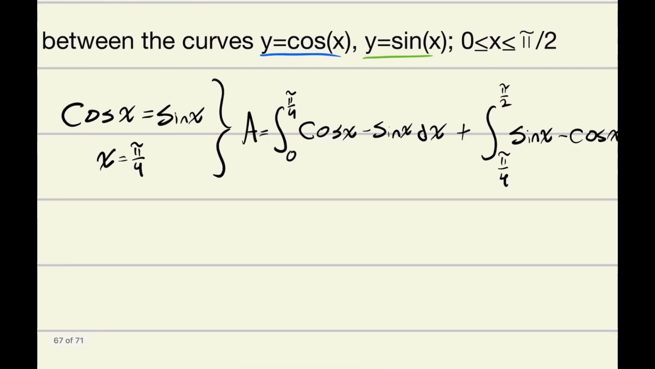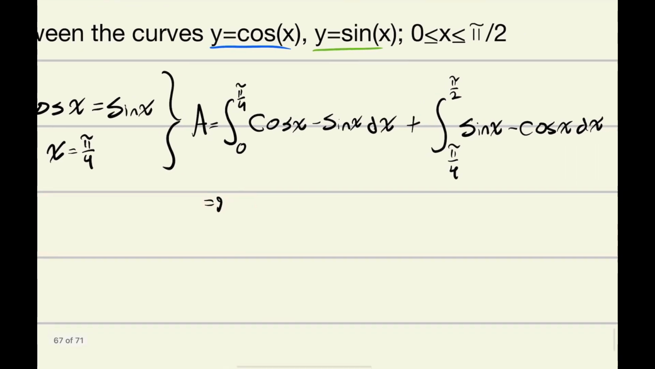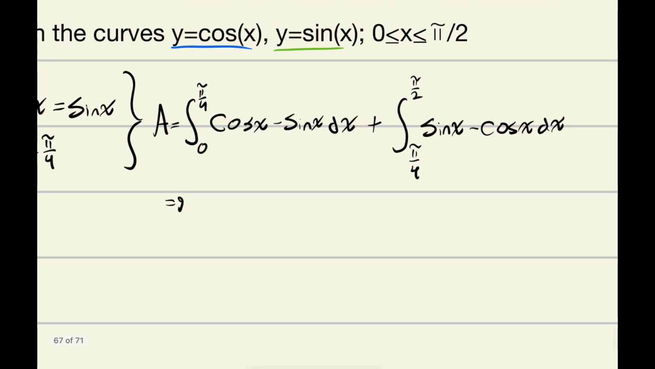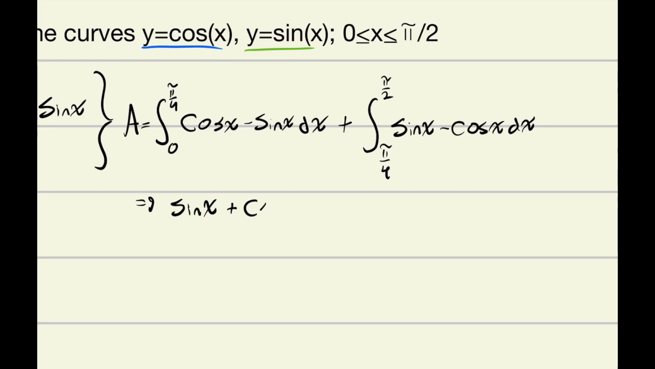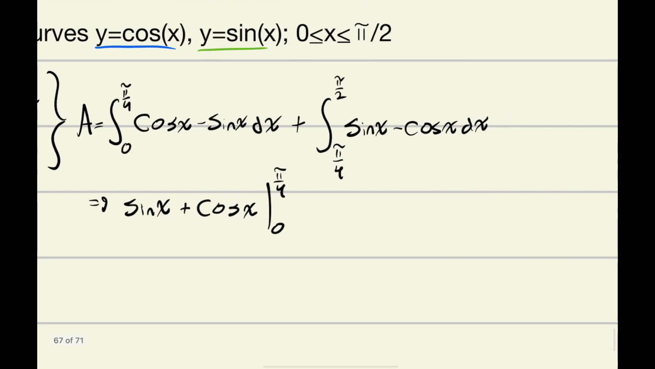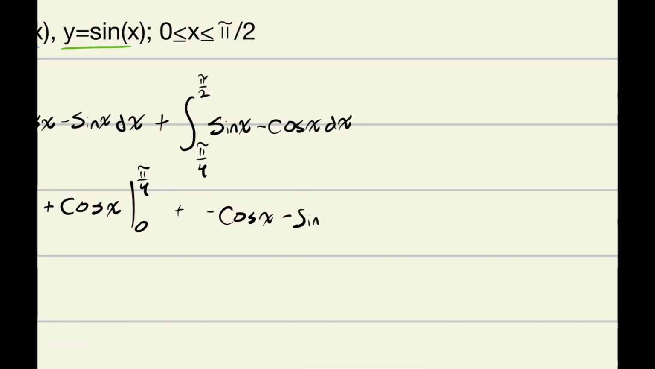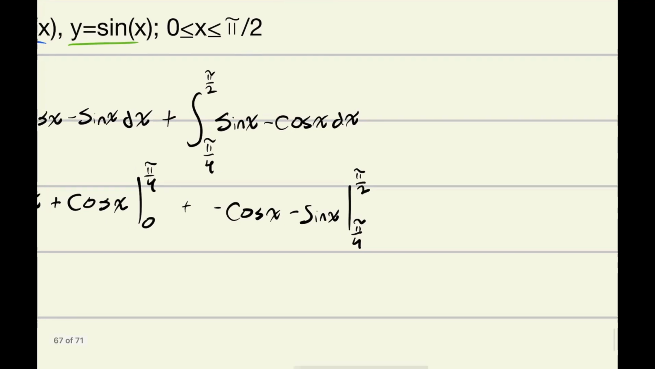Then we can go ahead and integrate. We know the antiderivative of cosine is sine of x, and the antiderivative of sine is negative cosine. So we'll have sine of x, negative times a negative makes a positive, from 0 to pi over 4, plus negative cosine of x minus sine of x, from pi over 4 to pi over 2.